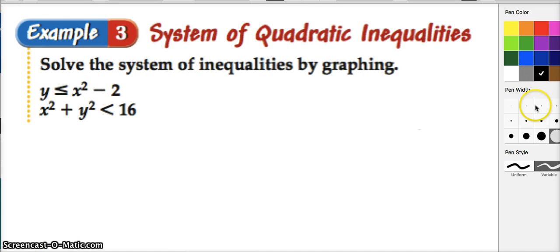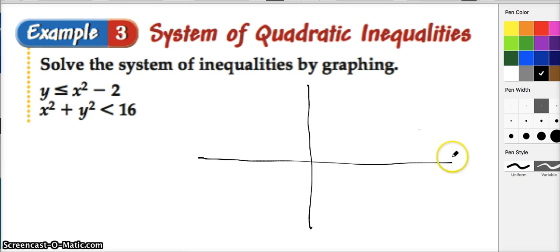Our final example of this section is a system of quadratic inequalities. Solve the system of inequalities by graphing. So we're going to be solving, and we're going to solve by graphing. And so you know what that means. We need to think about the corresponding equation that represents this situation. So even though this is y is less than x squared minus 2, we need to think about y equals x squared minus 2. I said less than, it's less than or equal to, my fault.